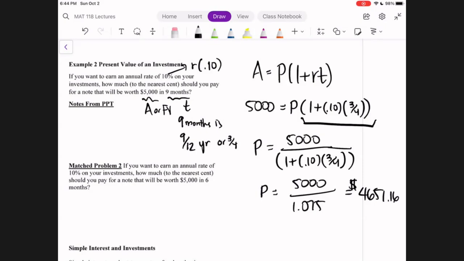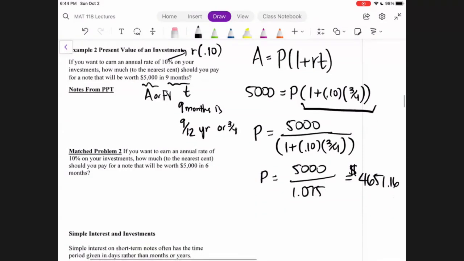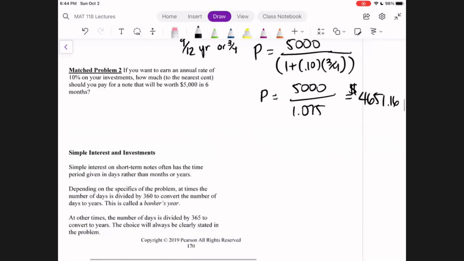So I have to deposit $4,651 if I'm going to earn an annual rate of 10%. Okay. So you can practice with math problem 2. I would say the hardest part with a lot of this stuff is just keying things in correctly. So re-practice these on Desmos, your calculator. Make sure you can get the right calculations.